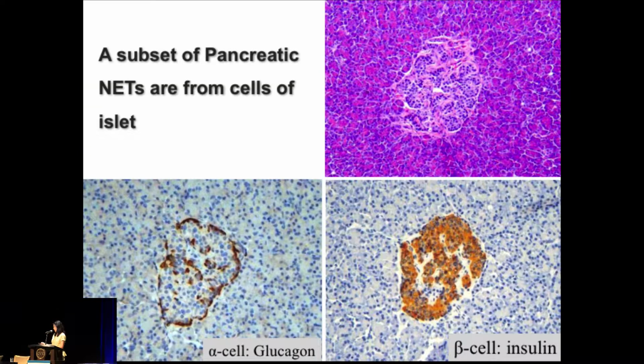So in the pancreas, these are groups of cells, and here is a microscopic example of an islet, which is composed of glucagon-secreting alpha cells or insulin-secreting beta cells.